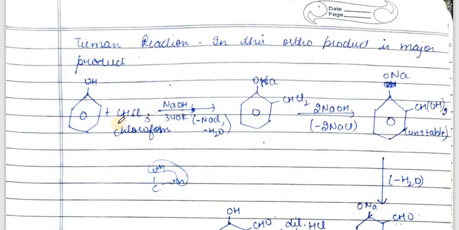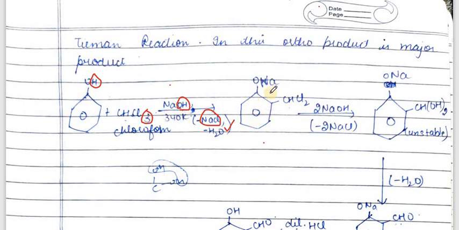Phenol combines with chloroform in the presence of NaOH to give sodium phenate and a CHCl2 group at the ortho position. In this, H is replaced with sodium, and here one Cl is removed and then H is removed. So H combines with this OH and water is removed, and on the other hand the Cl combines with sodium and NaCl is formed. So phenol combines with chloroform in the presence of sodium hydroxide at 340 Kelvin temperature to get this product.